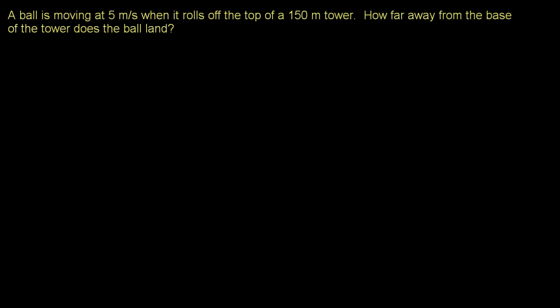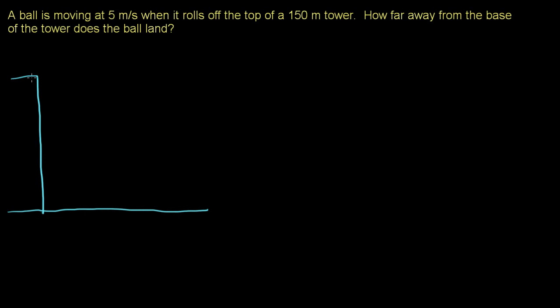Okay, so here's our first problem. It says a ball is moving at 5 meters per second when it rolls off the top of a 150-meter tower. How far away from the base of the tower does the ball land? So let's draw a picture. Step 1 is always draw a picture. So here we go. Here's my tower. We only need that much of it. Here's the ground down here.